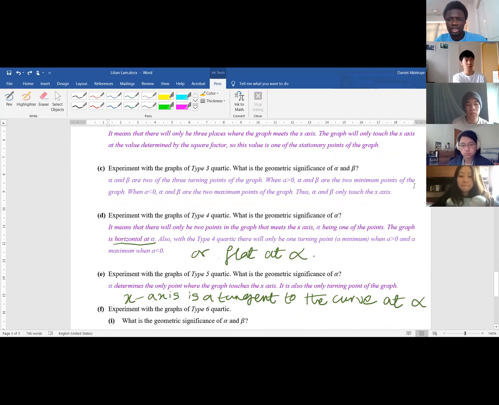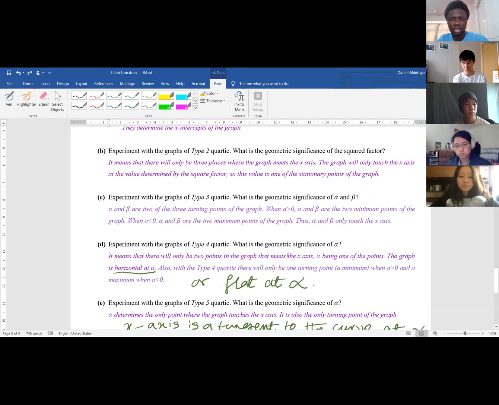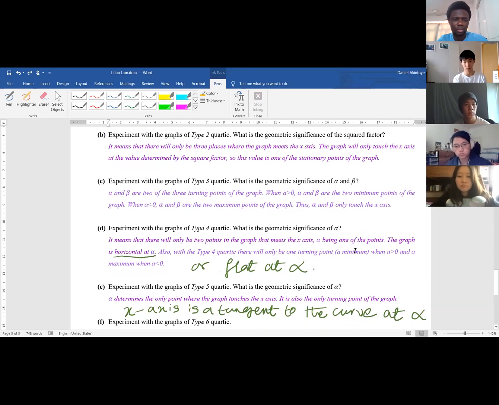And the graph is horizontal at that point. I said the graph, you could also say the graph is flat at that point. So it looks like a flat shape at that point. And with type 4, there will be only one turning point. Minimum when this happens, maximum when that happens. Yes, let's see that in the software inserted in the book.